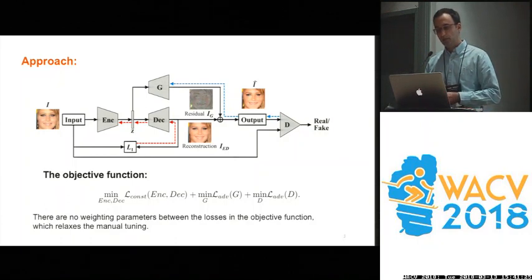The objective function here is the summation of the two losses without any weight parameter because the two losses are not coupled anymore here. This way, the weight tuning is relaxed and the structure is more generic.